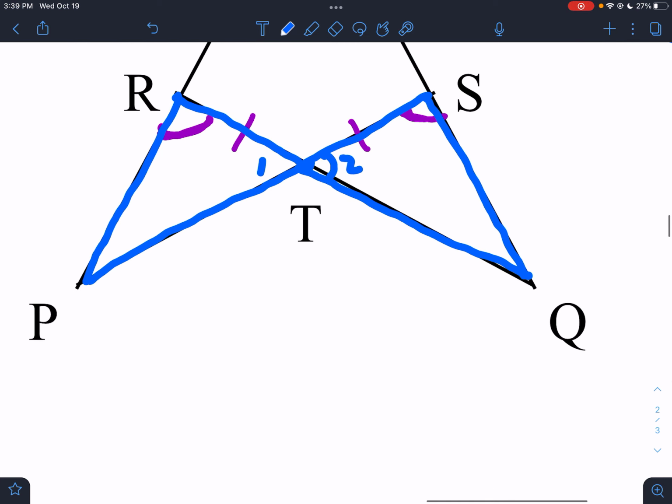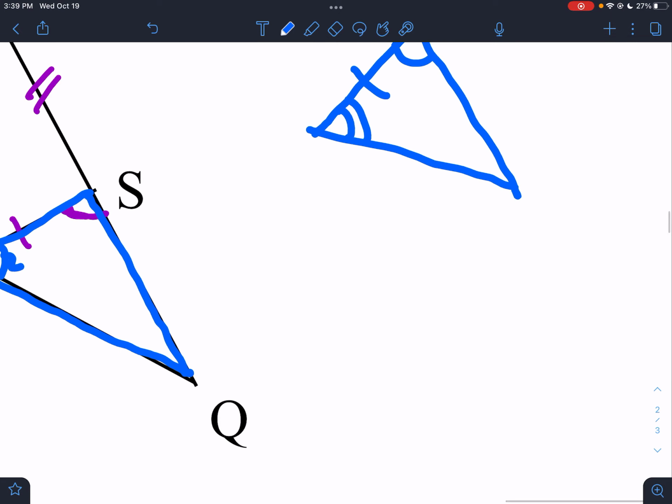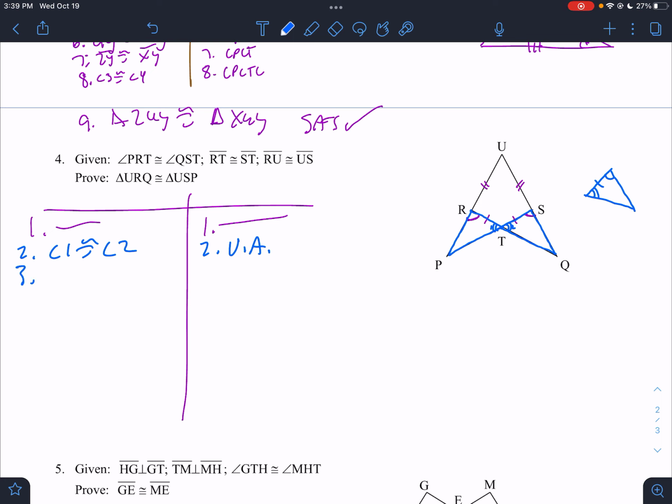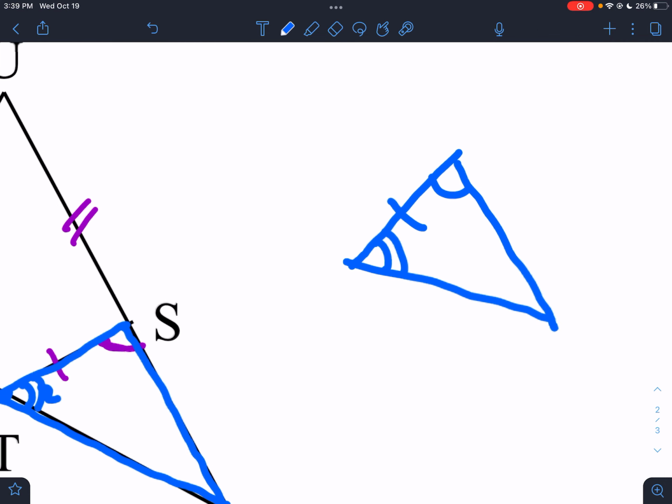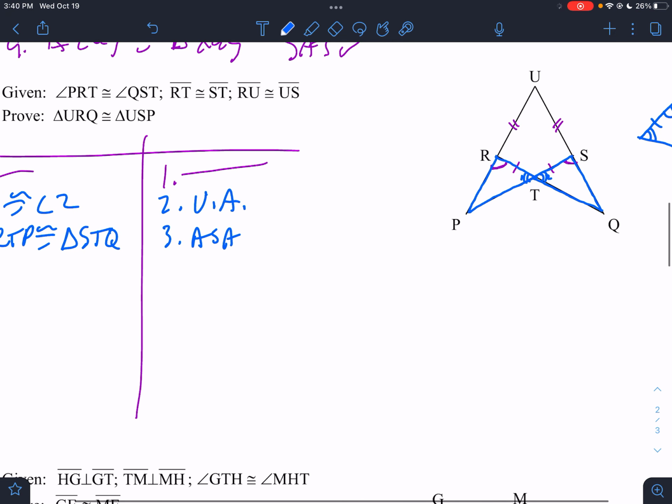So now we have this angle matching. That would give me congruent triangles. So I can now say triangle RTP is congruent to triangle STQ, and that would be angle, side, angle. We have 2 angles and the included side. So now I got the blue triangles. I just got over half the points.